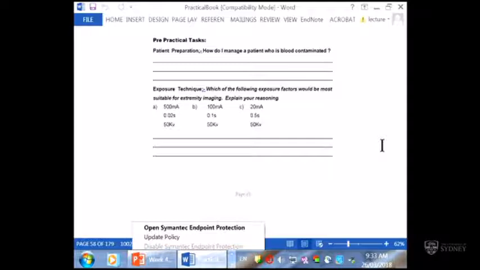So that very simple decision shows you understand exposure selection. There are three equivalent exposures, exactly the same quantity and quality of X-rays in both cases, but number B is the best option. Make sense?